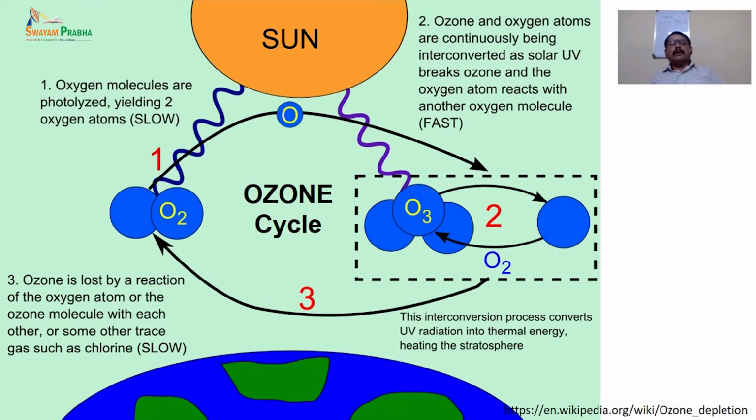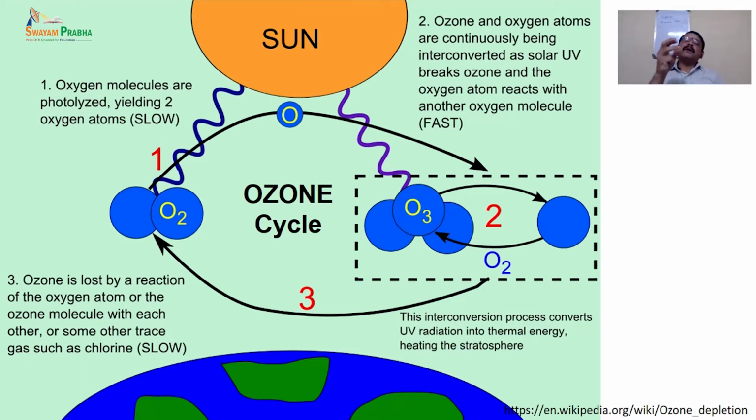Well, if you look at the sun, the oxygen molecules are photolyzed, so it forms two individual oxygen atoms that we call nascent oxygen atoms. These nascent oxygen atoms are unstable. They join with O2 and form ozone. They form fast. Here, the chain is broken because of the chlorine atoms, so the ozone is lost in the third step. The ozone is lost by the reaction of the oxygen atom or by the ozone molecule itself.